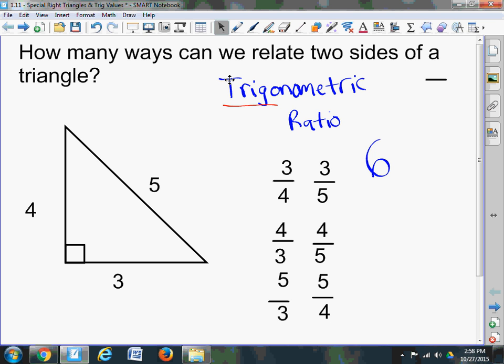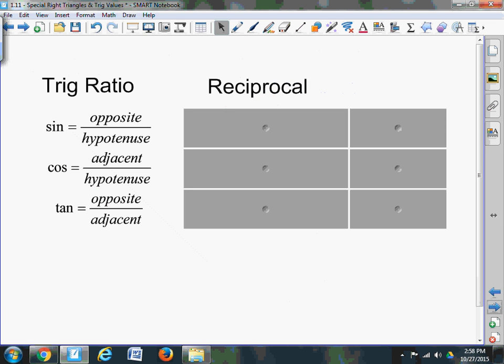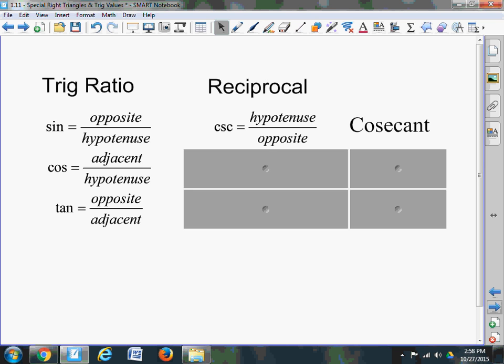So in previous courses, you should have worked with sine, cosine, and tangent. All right, so sine is the opposite over our hypotenuse, cosine is adjacent over our hypotenuse, tangent's opposite over our adjacent. All right, there's also reciprocal trig ratios. So for sine, there is cosecant. All right, cosecant is the hypotenuse over our opposite. It is the reciprocal for sine.